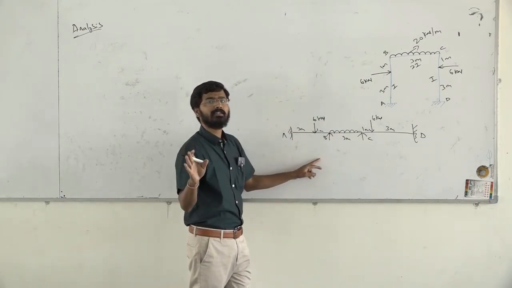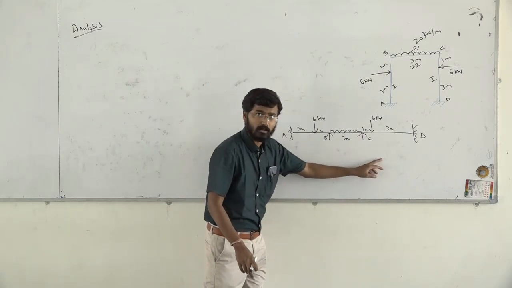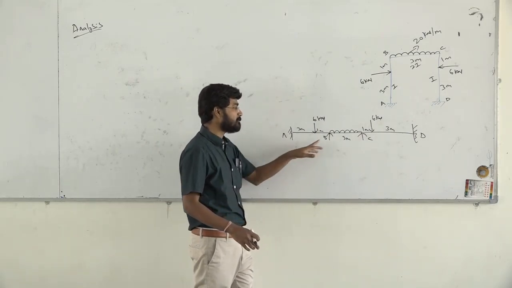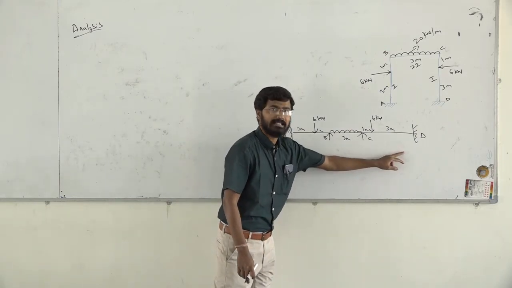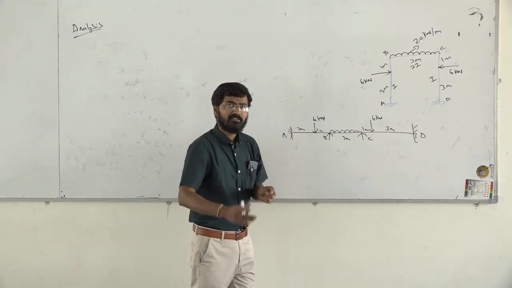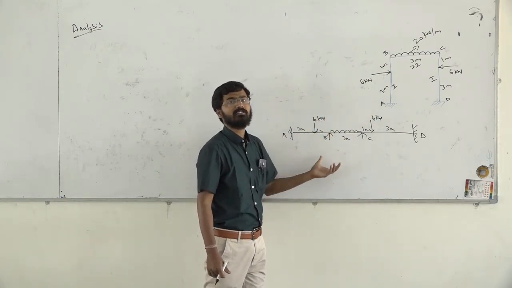Now if you see with your previous class, we dealt with the same problem with 3 spans, BA span, BC span. These are the 2 spans, and one more span we had about here, CD. So we have 3 spans. We dealt with this in the previous class. But let us see with our portal frame how we can solve it.